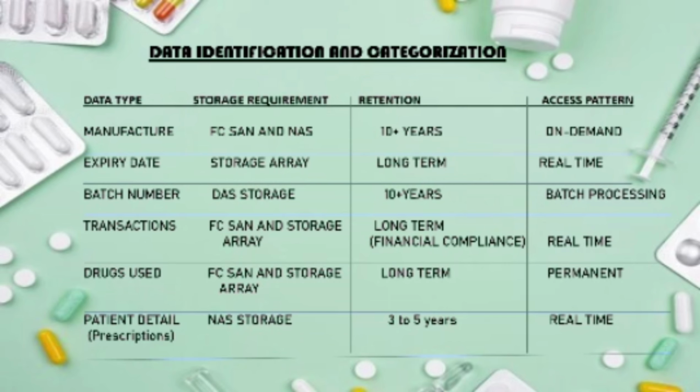And the transactions and the drugs used are a very important data type, and hence it requires FC SAN and storage array for reliability and scalability. And the retention period is long term for financial and safety compliance, and the access patterns are real time and permanent. Permanent access pattern means the data is available all the time, it is not archived or deleted.